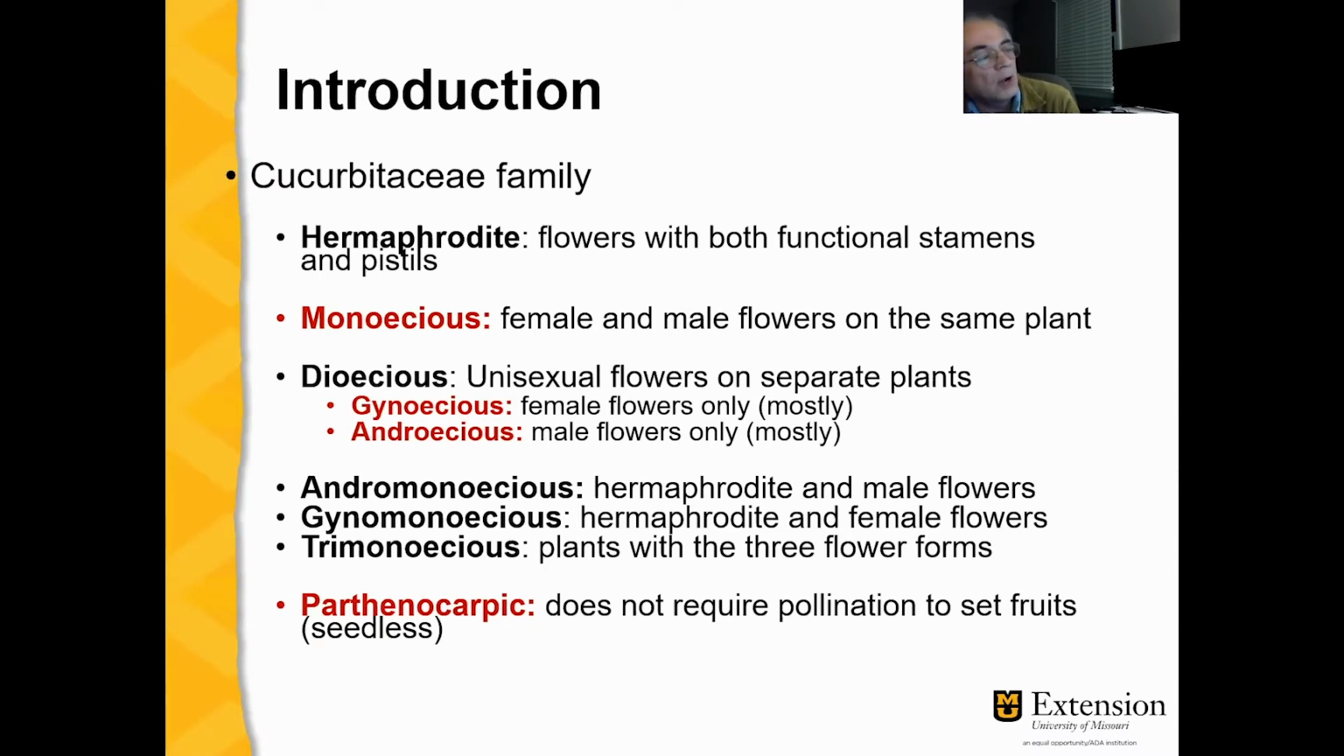The gynomonoecious, which produces hermaphrodites and female flowers. And one that produces the three types of flower, which is the trimonoecious.